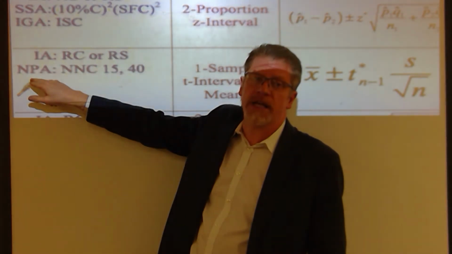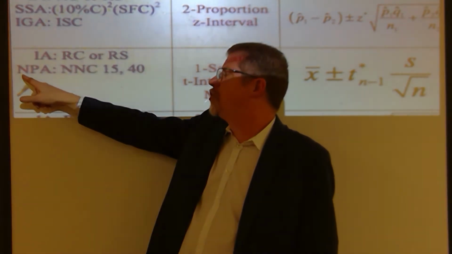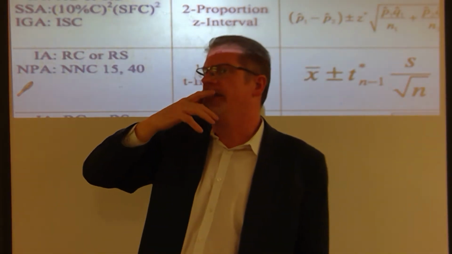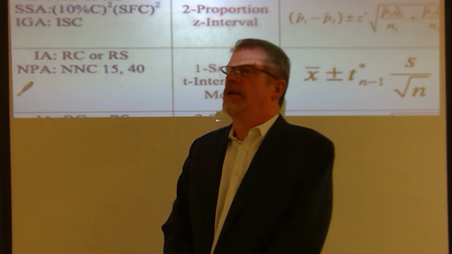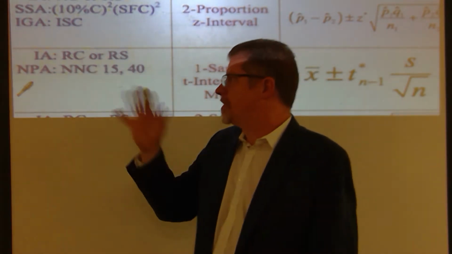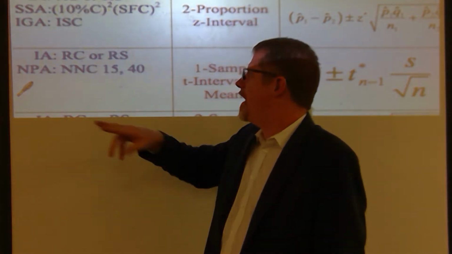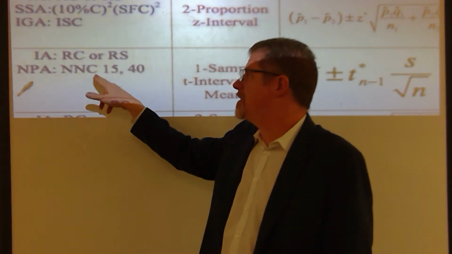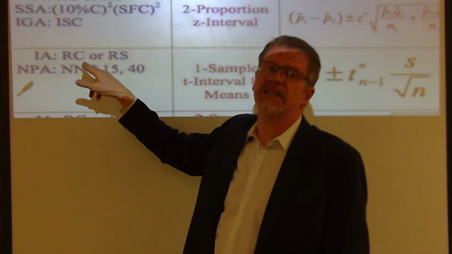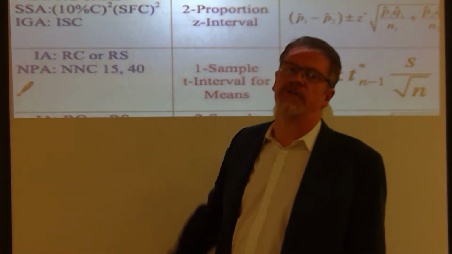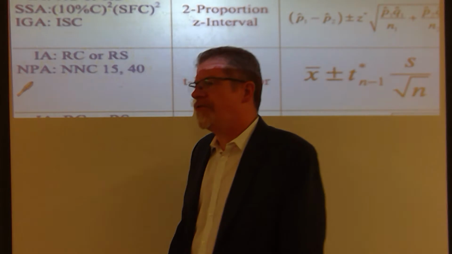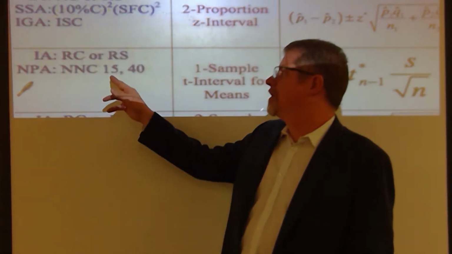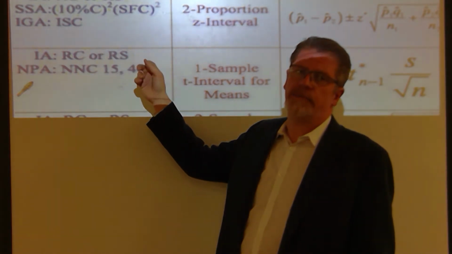Fill in the following acronyms. NPA is the normal population assumption. You have to assume that the samples of beer quality are normally distributed. And NNC is the nearly normal condition, where the key numbers are 15 and 40. So 15 and 40 are the boundaries between small sample size, medium sample size, and big sample size.